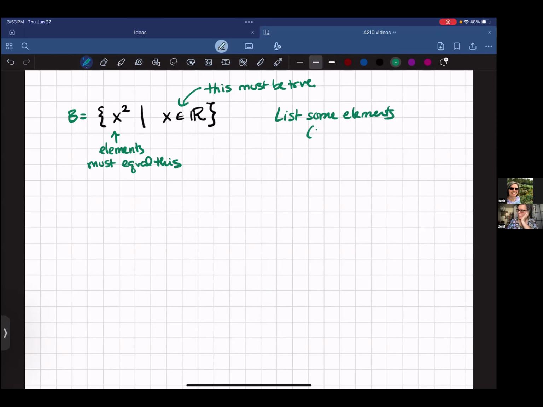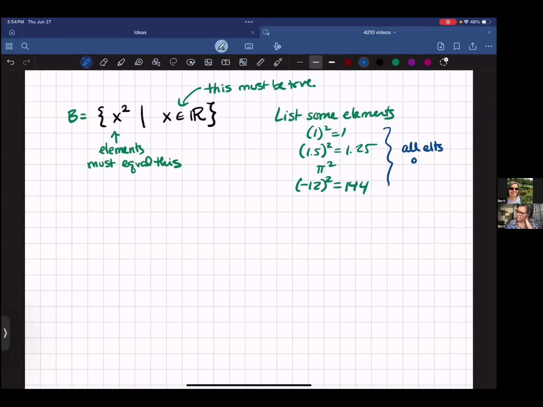So for example, 1 squared is 1. 1.5 squared is 2.25. Pi squared is whatever pi squared is. So there's a lot of possible numbers. Oh, negative 12 squared is 144, and so on. So there's a lot of elements in B. All of these are elements of B.